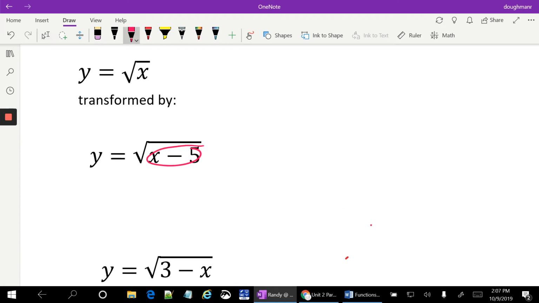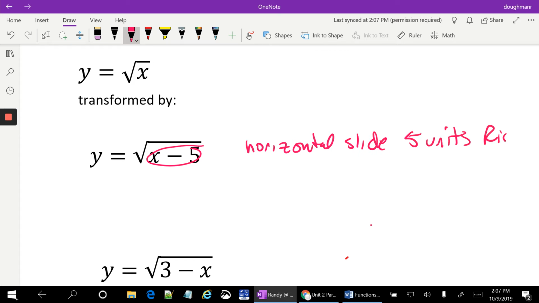X minus 5 looks like we're subtracting from the input, so that's a horizontal movement. So horizontal slide, 5 units right.